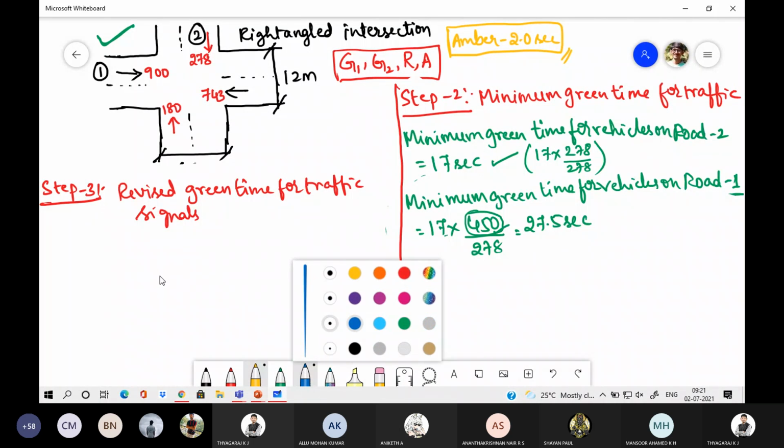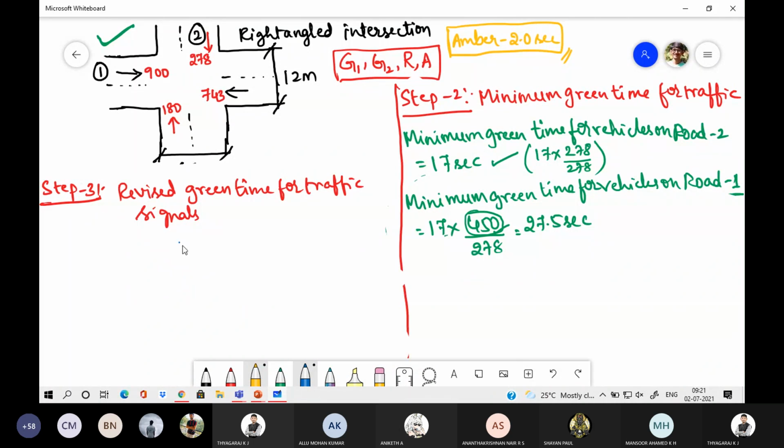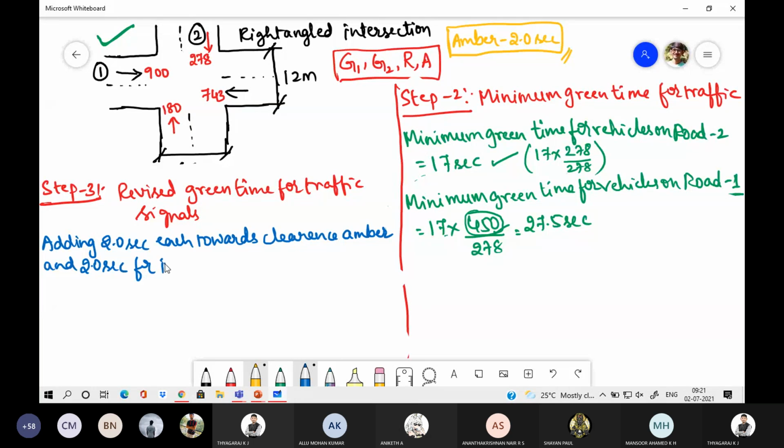Now, what is the amber time we are going to consider? Amber seconds. 2 seconds. So make a statement here. Add 2.0 seconds each towards clearance amber. And 2.0 seconds for inter green period.